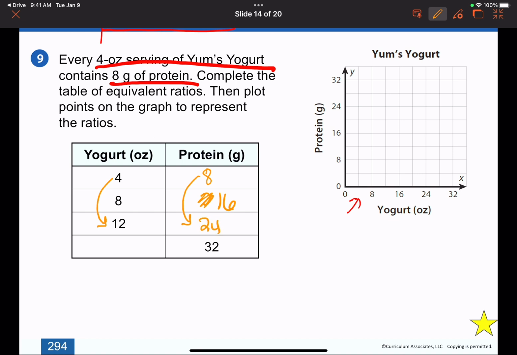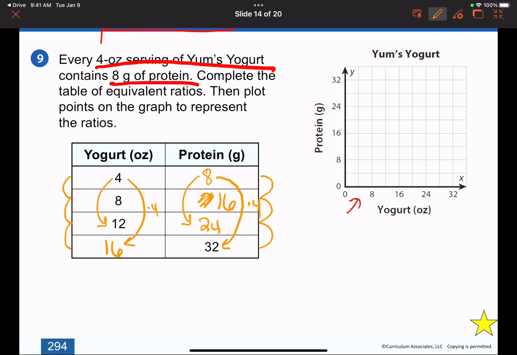And then you can say, 4 times what gets us here? Well, we don't know, but 8 times 4 gets us to 32, right? So it's times 4, so that's going to be 16. You also might see that we're just adding 4 each time here, right? Adding 4, adding 4, adding 4. And over here, we're just adding 8 each time to get up to 32. So we're going to go ahead and plot these points.